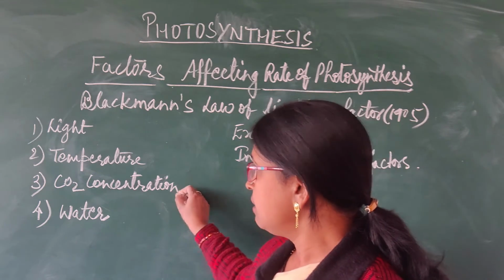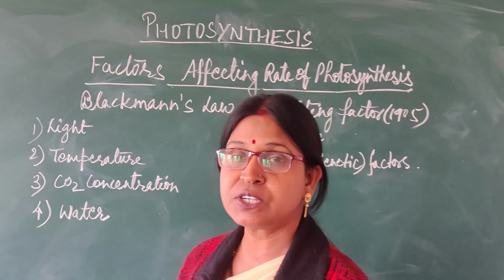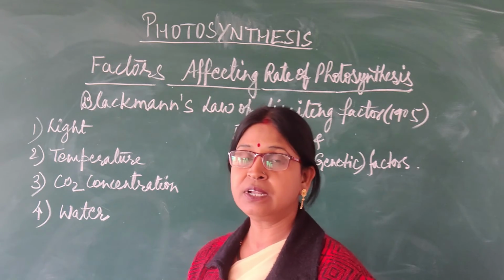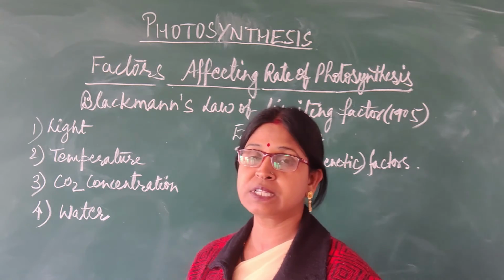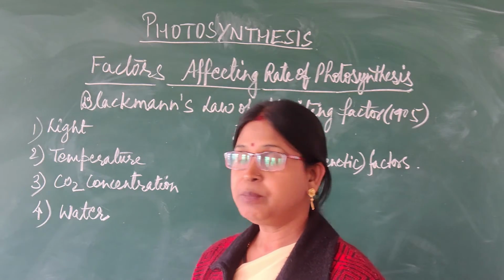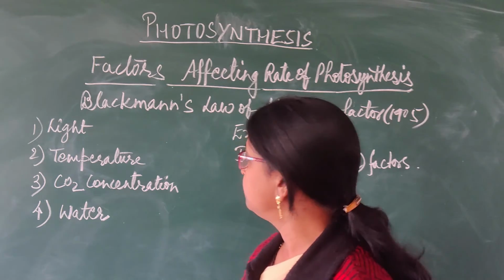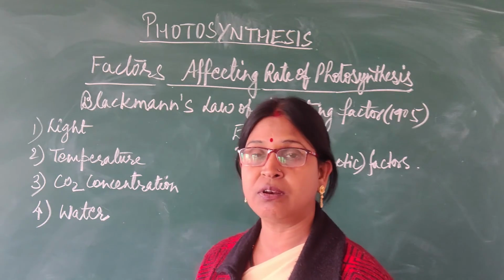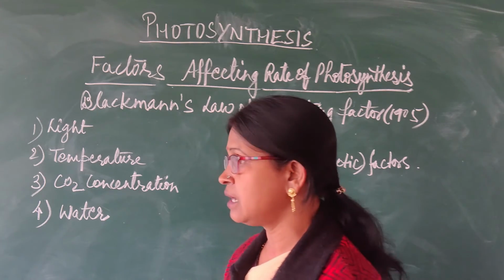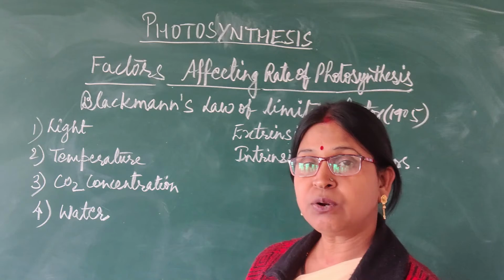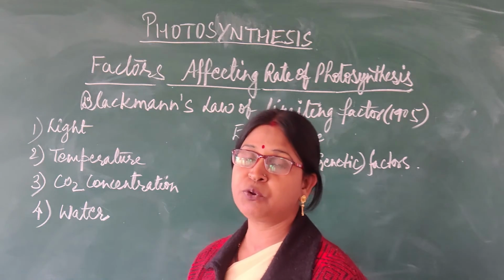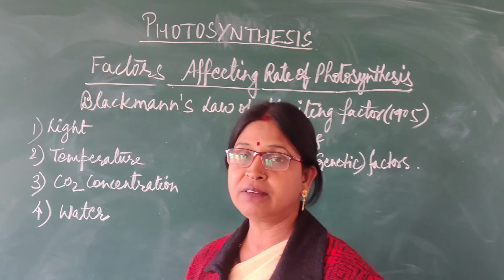In the same way, with CO2 concentration, that is the concentration of carbon dioxide, when it increases, in the beginning the rate of photosynthesis will increase, but after that it becomes slow, because the other factors which are lowest in quantity will decide the rate of photosynthesis. As well, in the case of CO2 concentration, C3 plants and C4 plants respond in different ways.